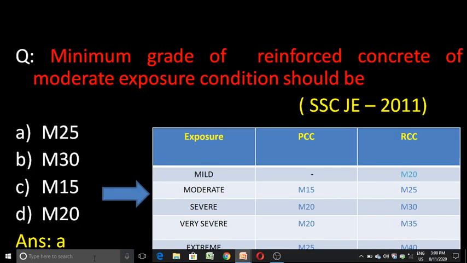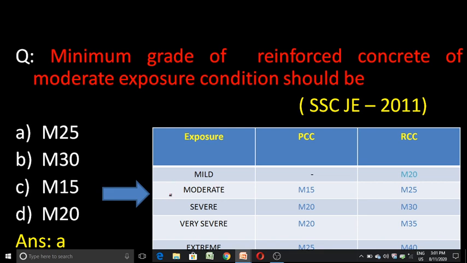So the next question is, the minimum grade of reinforced concrete for moderate exposure condition should be. See, the question we discussed previously and this one are almost the same. There, they mentioned specifically the location where you are doing concreting, but here it is the condition in which you are doing concreting. Both are almost the same questions. So the minimum grade of reinforced concrete for a moderate exposure condition should be.